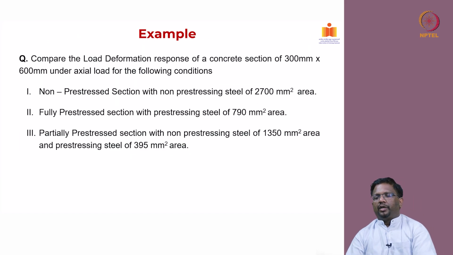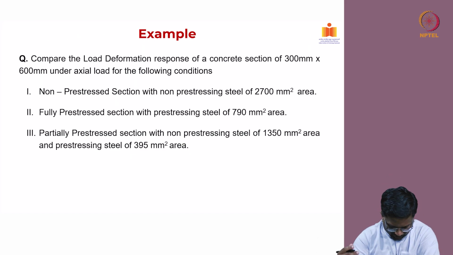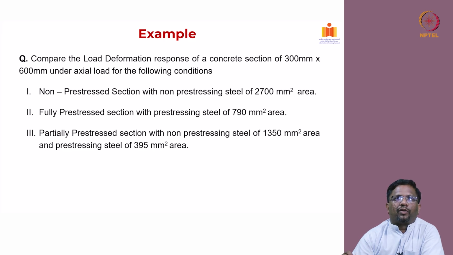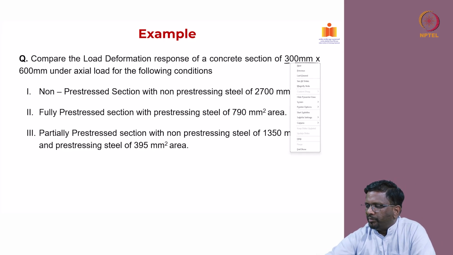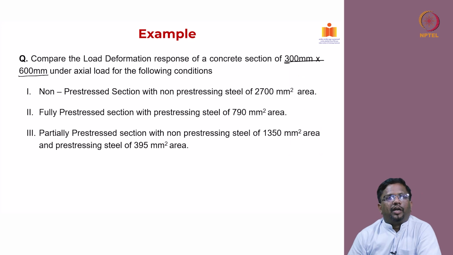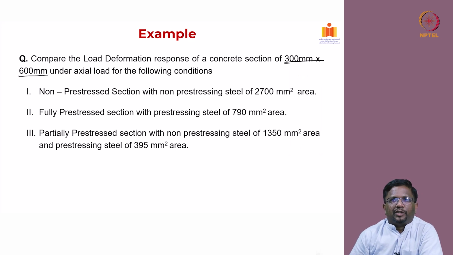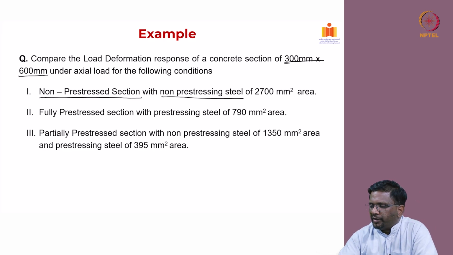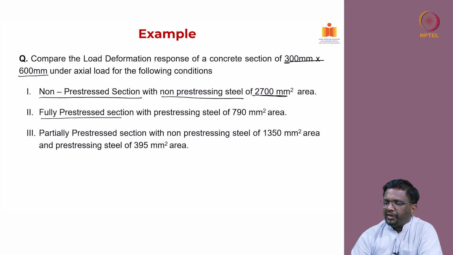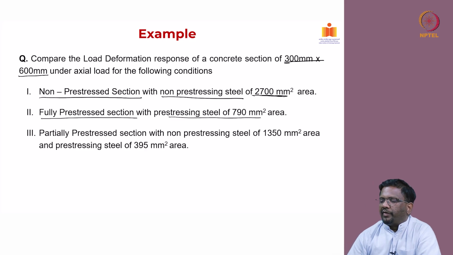Now, let us look at one example. How do we actually calculate the entire load deformation response? I am taking a cross section of 300 mm by 600 mm, and we are going to take 3 cross sections. The 3 cross sections are: non-prestressed section with a non-prestressing steel of 2700 mm square. That is the first case. Next, fully prestressed section with a prestressing steel of 790 mm square.